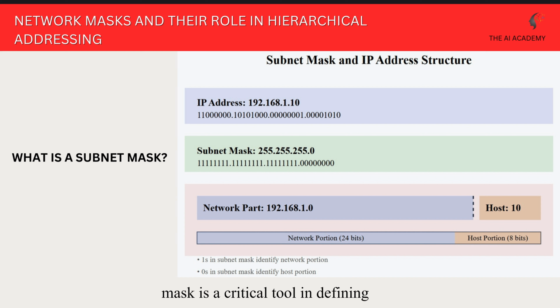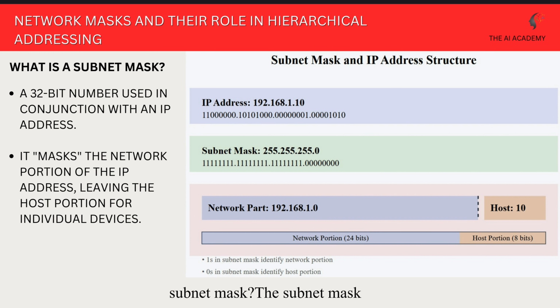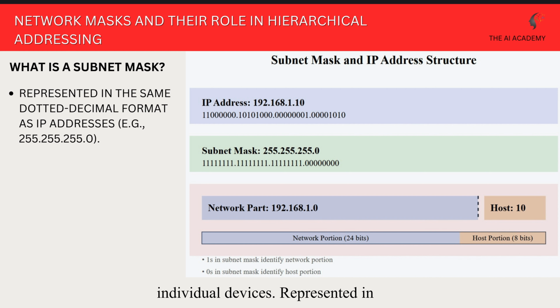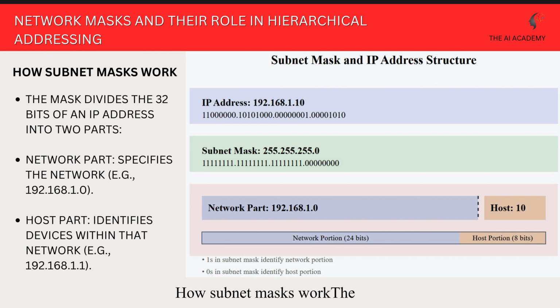Network masks and their role in hierarchical addressing. The subnet mask is a critical tool in defining subnets. It determines which part of an IP address belongs to the network and which part identifies a specific device or host. So, what is a subnet mask? The subnet mask is a 32-bit number used in conjunction with an IP address. It masks the network portion of the IP address, leaving the host portion for individual devices. Represented in the same dotted decimal format as IP addresses, such as 255.255.255.0.